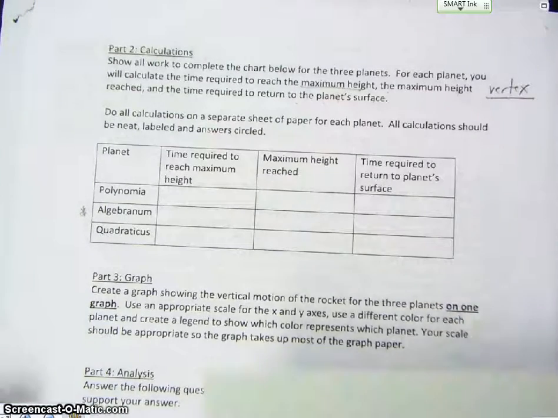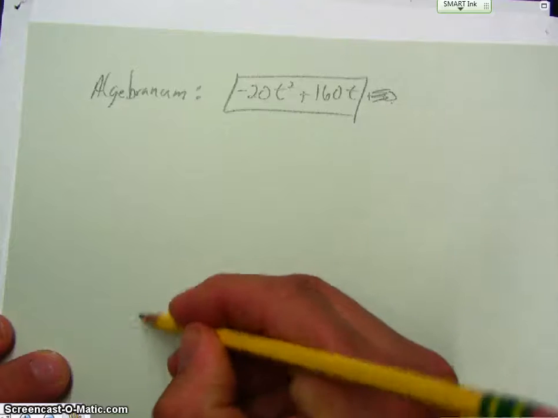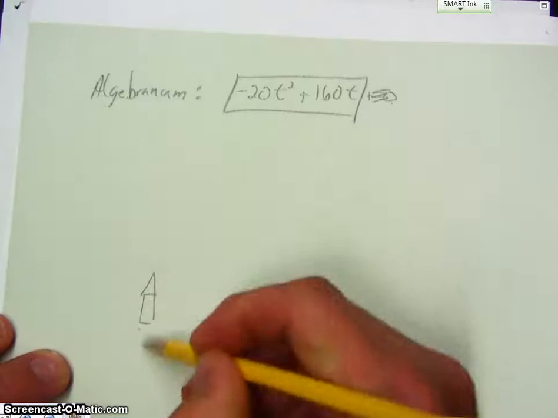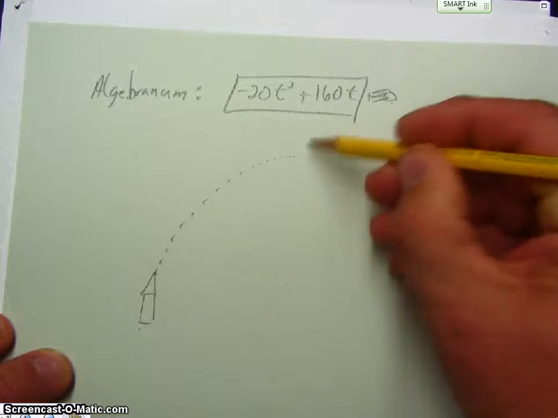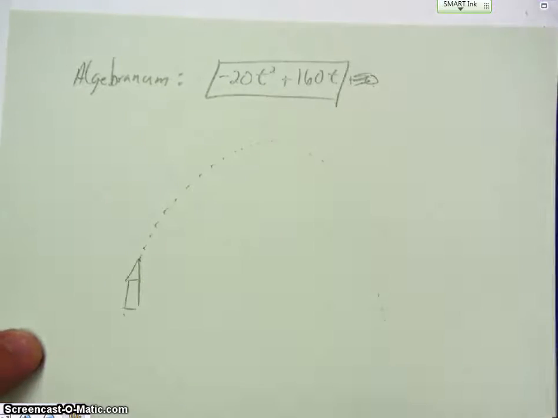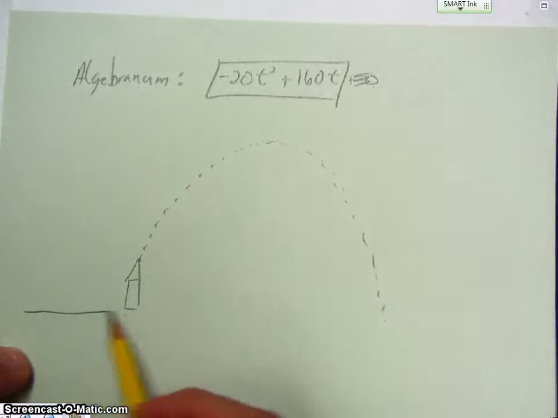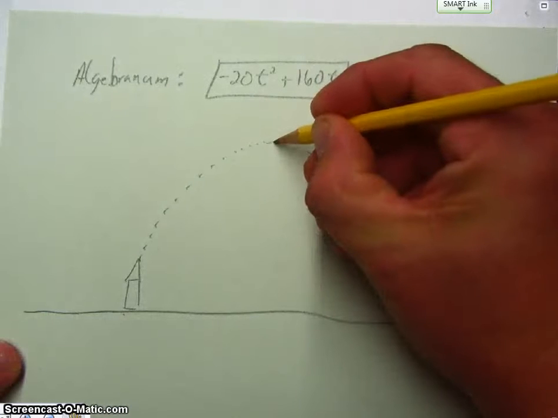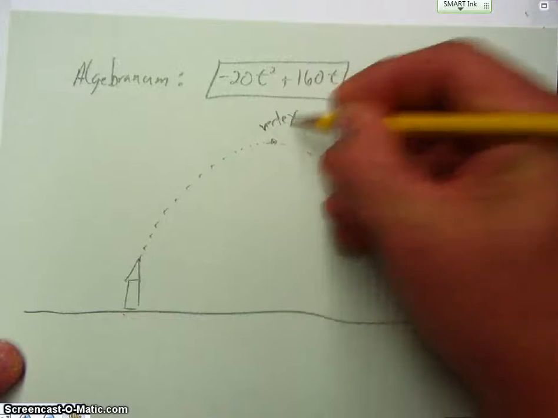Okay, so let me explain this a little bit more. What we're doing is we're taking our rocket, and we're launching it. So it's going to go up, it's going to reach its maximum height, and then it's going to come back down until it hits the ground. Let's say this is the ground right here. What we want to do is we want to find the maximum height. In other words, we want to find the vertex.